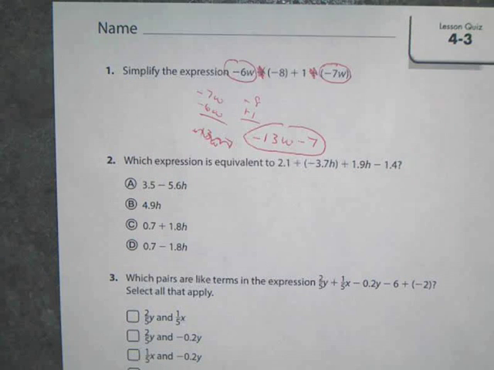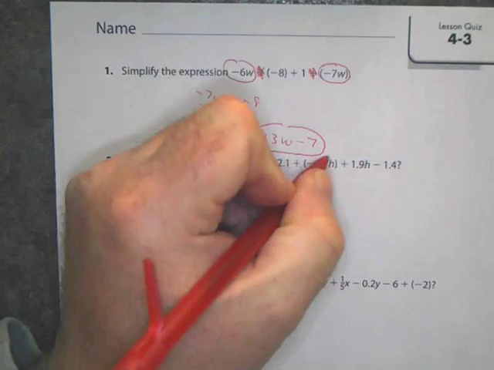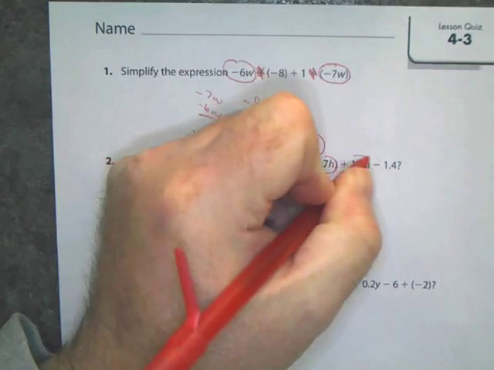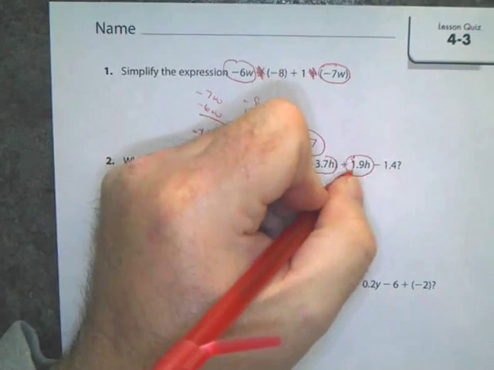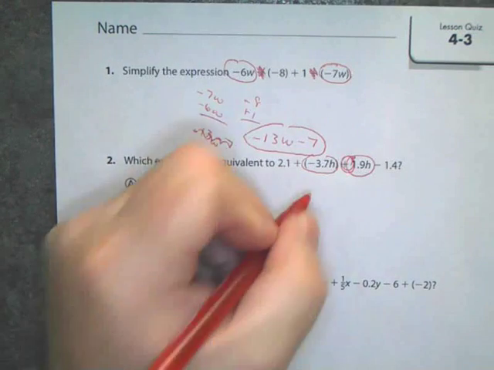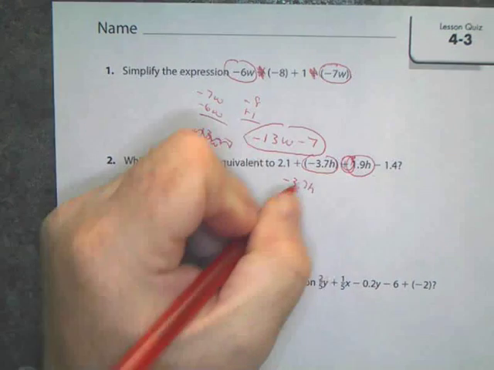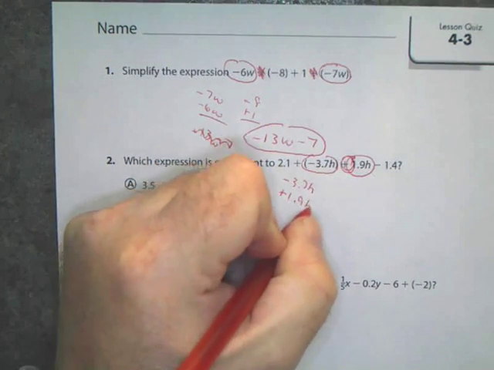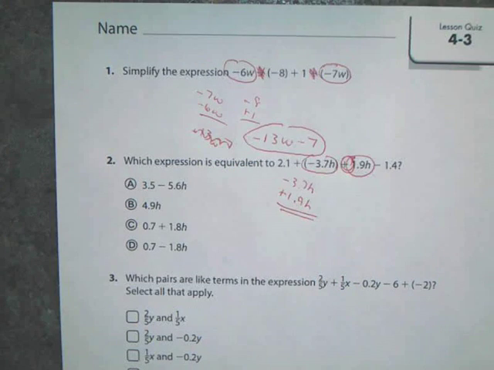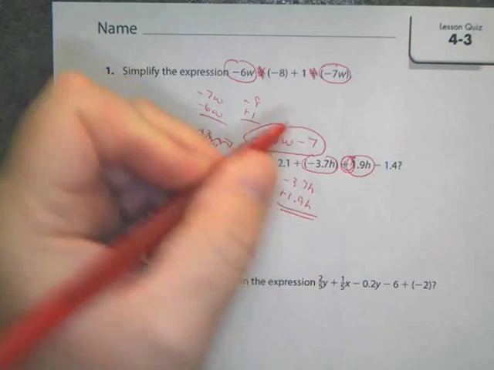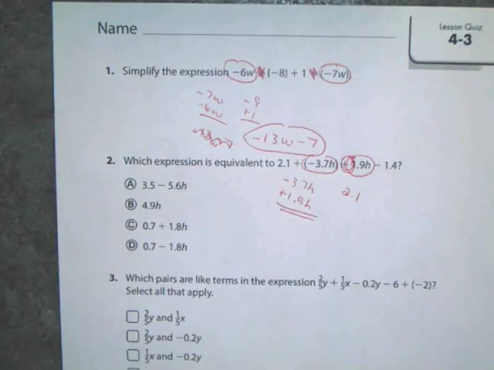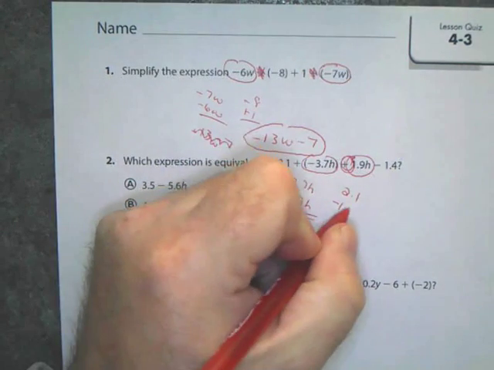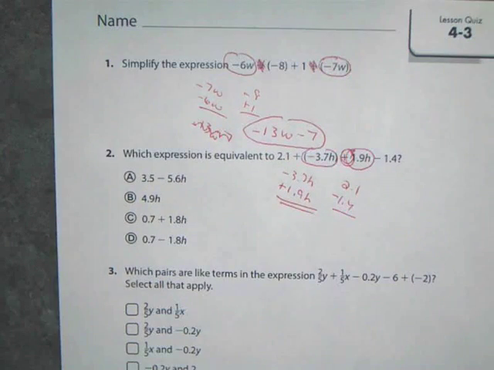Question 2, which expression is equivalent? Okay, I can only put H's with H's. Don't forget, include that sign that's right here for this one. -3.7H, +1.9H. Opposite sign, subtract them, keep your H on there. Same thing when I get to here. I got 2.1, nothing in front of it, so call it positive. -1.4, subtract that out, keep your sign.